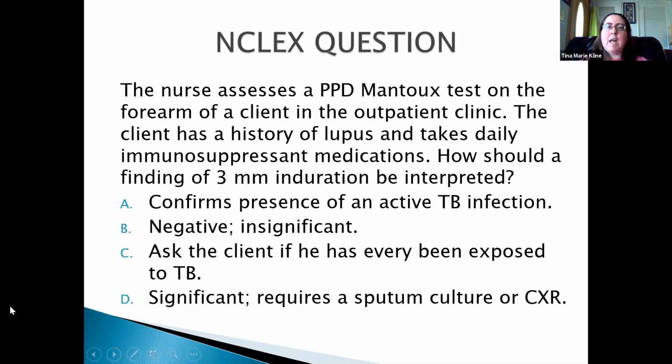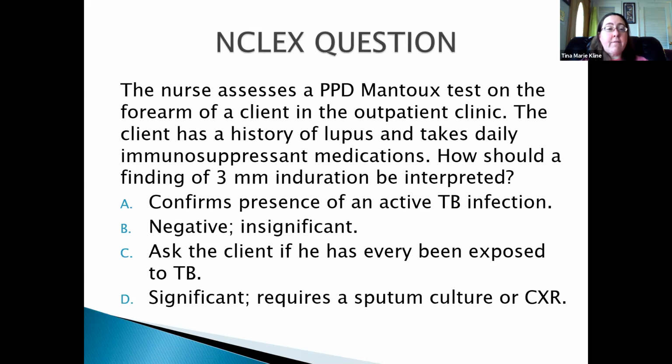The nurse assesses a PPD Mantoux test on the forearm of a client in an outpatient clinic. This patient has a history of lupus and takes daily immunosuppressant medications. How should a finding of 3 millimeters of induration be interpreted? Okay, and you can see your options there. Is there an active TB infection? Is it negative? Have they questioned the client if they've been exposed? Is it significant? So let's look at the question.